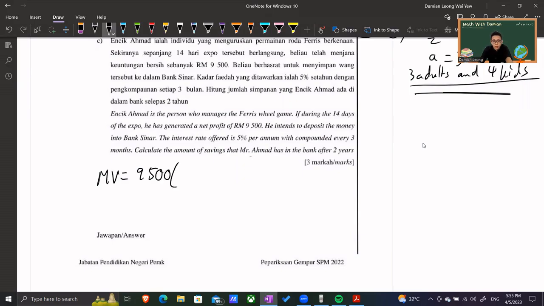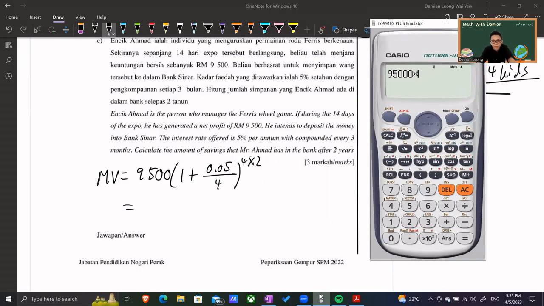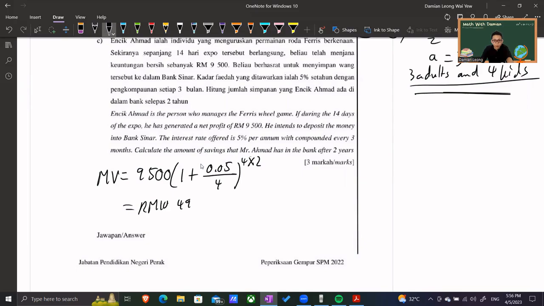Principal 9,500 times 1 plus interest rate 5%. Percent means divide by 100, so 0.05 over n. N is how many times it compounds in a year. Every 3 months, in 1 year there are 4 times 3 months. So 4 here, and here also 4 times 2. So it will be 9,500 times bracket 1 plus 0.05 over 4 to the power of 4 times 2, 8. That is 10,492 ringgit 61.7 cents, so 62 cents.